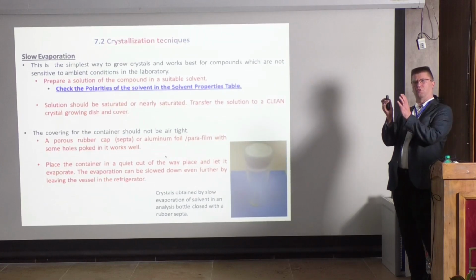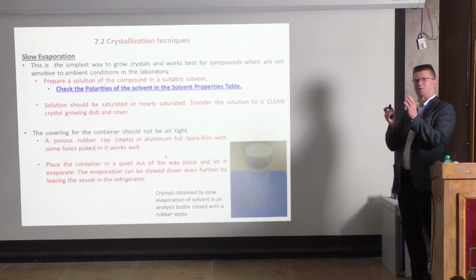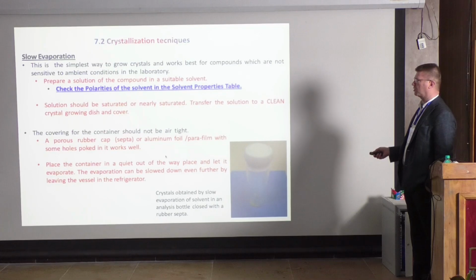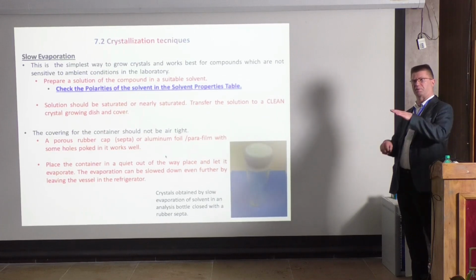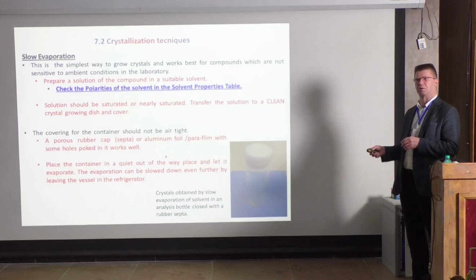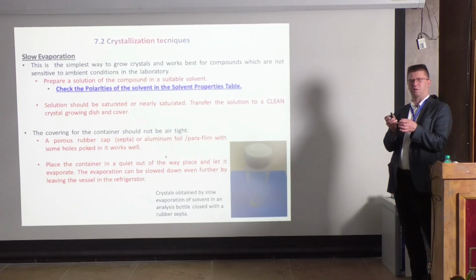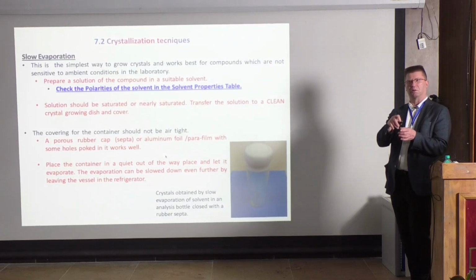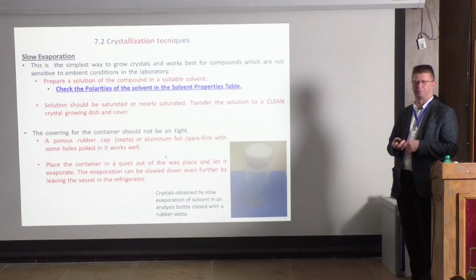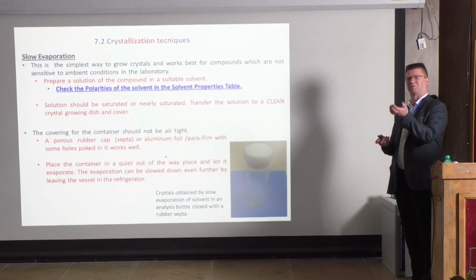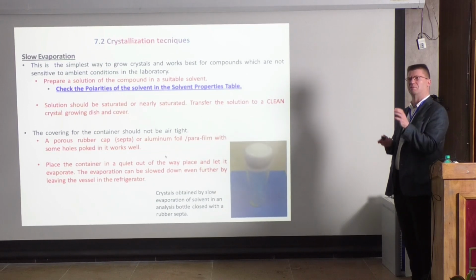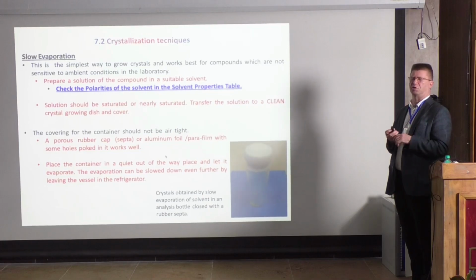So if it's an open tube, it goes faster. If you take a test tube and put ether in there, it goes quite fast. But what you can easily do, you just cover it with something. You can put a glass plate in there, or a rubber septum, or anything. You can put aluminum foil and make small holes in there. Everything is allowed just to control the evaporation rate. And normally, the slower the evaporation, the better the result, because then it's a slow process. It has time to find the best conditions for the crystal.